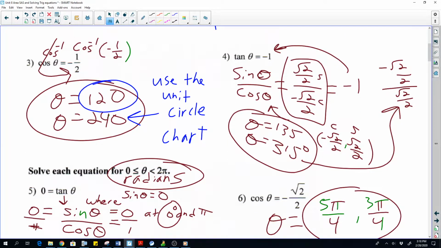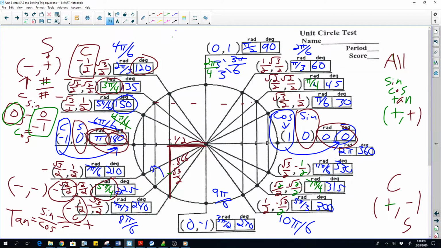So where is cosine equal to negative a half? That means cosine is going to be in the negative a half position because it goes cosine and sine. So go to the unit circle. Can you find it? Where's cosine in the negative half position? You're right, it's right there. So we write down 120 degrees if they want the degree, or 2 pi over 3 if they want the radian.